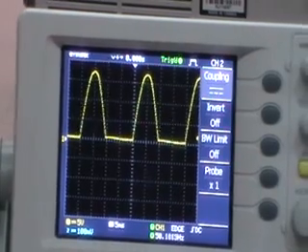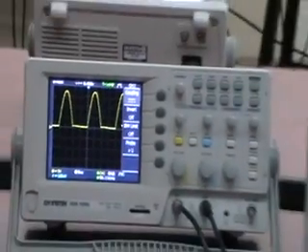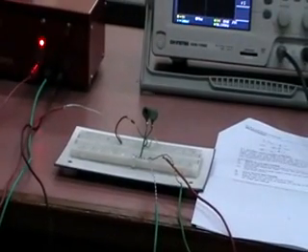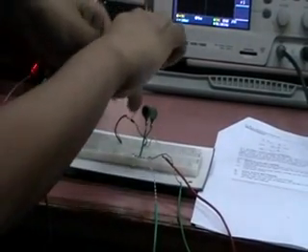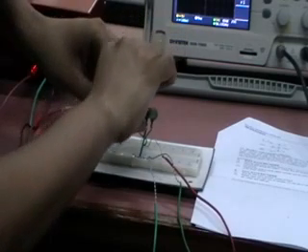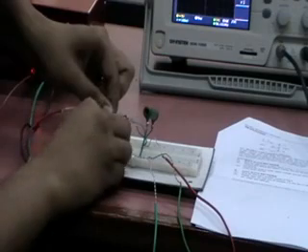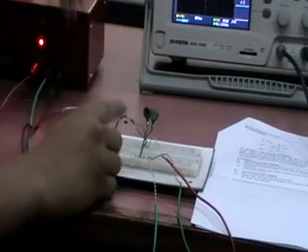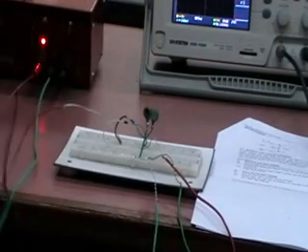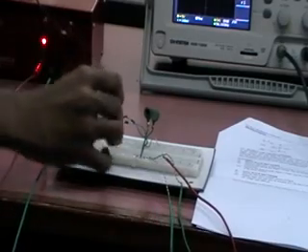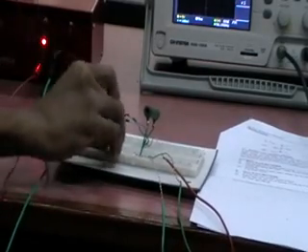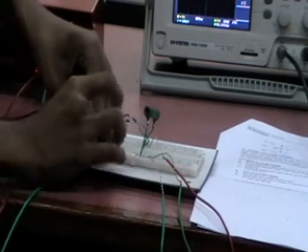Coming to the next part, the full-wave rectifier. The only change in this is that we have to interconnect another diode. The input of this diode is the out-of-phase input signal from the transformer. As you can see the interconnections, the diode is connected and the out-of-phase input is given to the input of the circuit.